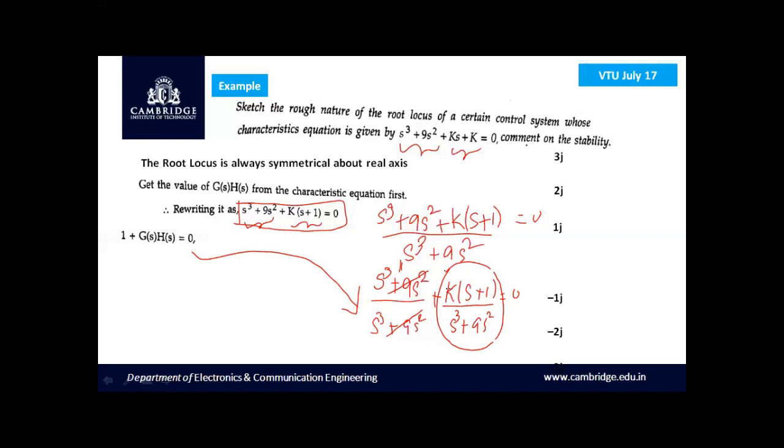So this procedure is mandatory. If you are given the open loop transfer function directly, G(s)H(s), in the question, there is nothing to worry about solving that problem. You can construct the root locus by following the steps. Whereas if you are given a characteristic equation of the system, it is mandatory for you to transform the characteristic equation into the form of an open loop transfer function characteristic representation, 1 plus G(s)H(s) equal to 0, from which you have to extract G(s)H(s) following this procedure.